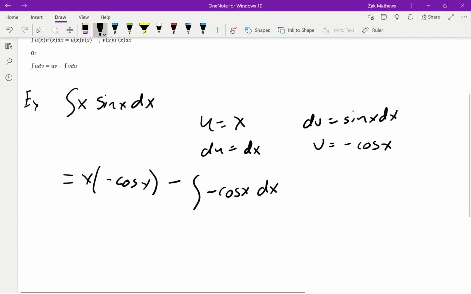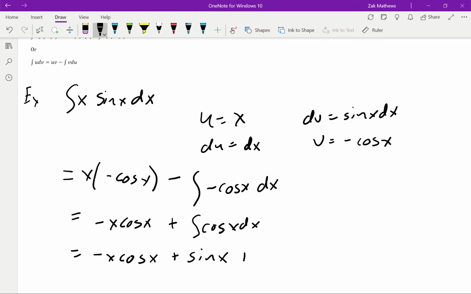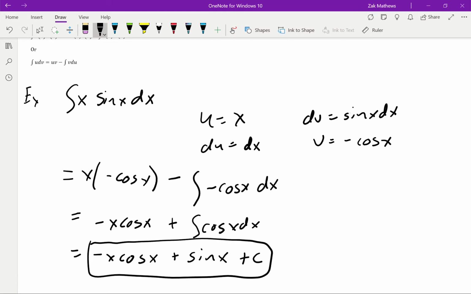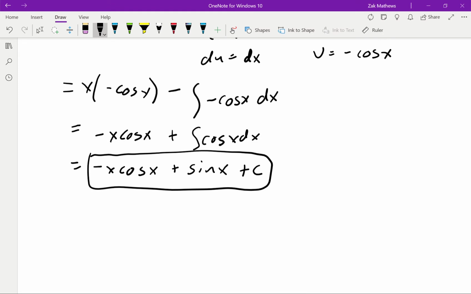So now that second integral there is much, much easier. We can pull the negative to the front, and now I can take the antiderivative of cosine x, that is simply sine x. And because we've taken the antiderivative, but it was an indefinite integral, we need that plus c. So there would be our answer. That one was relatively simple. It had a simple u to choose because we can clearly see that x is going to be reduced each time.